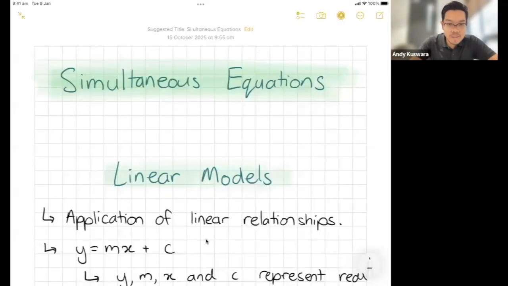Okay, let's get to it. So, today's topic, we are doing a little bit of revision. One second. Here we go. So, we are talking about simultaneous equations.